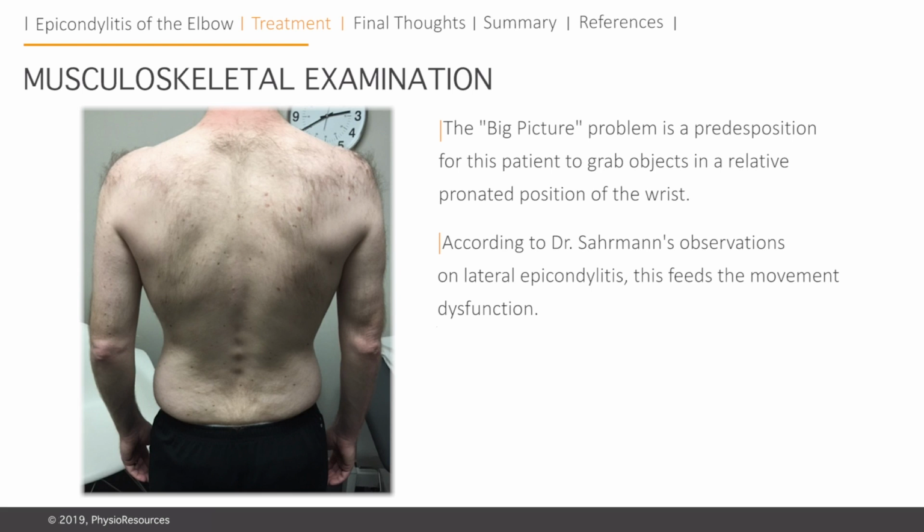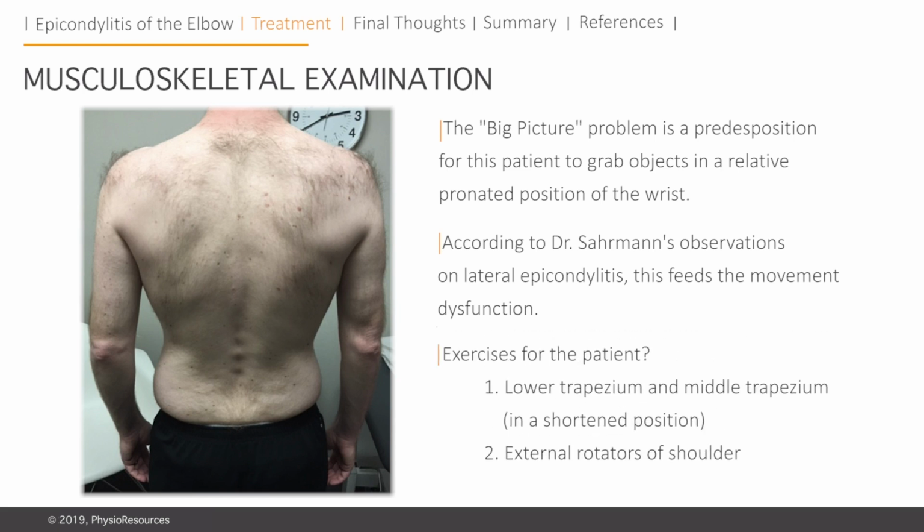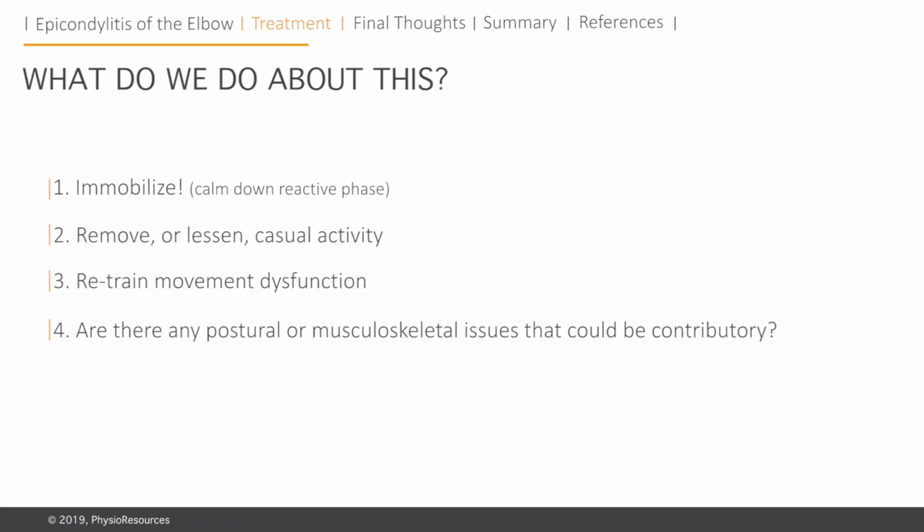So what would be a good idea in terms of strength training for this patient? Well, it makes sense here that we would want to work on getting the scapula into a more ideal position. Specifically, we would want to work on the lower trapezium and the middle trapezium in shortened positions. Depending on whether or not the glenohumeral resting position is in internal rotation, we may also want to work on shoulder external rotation strengthening.